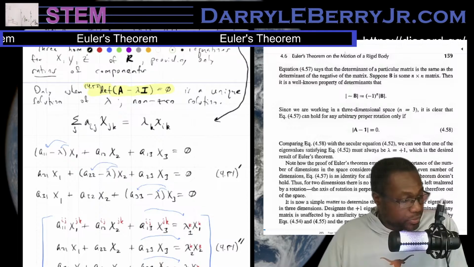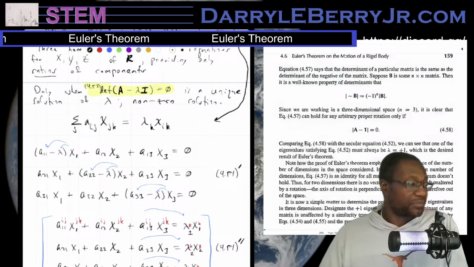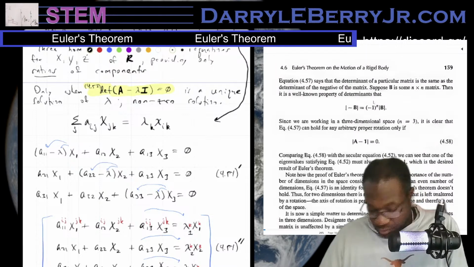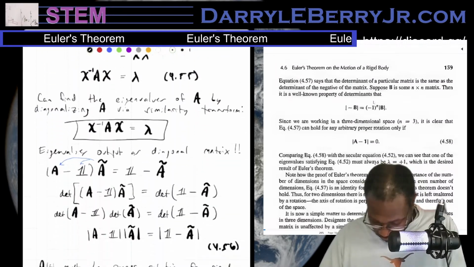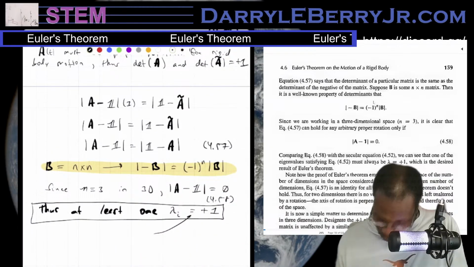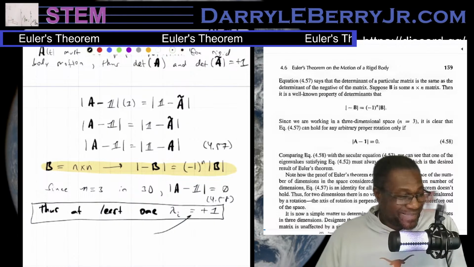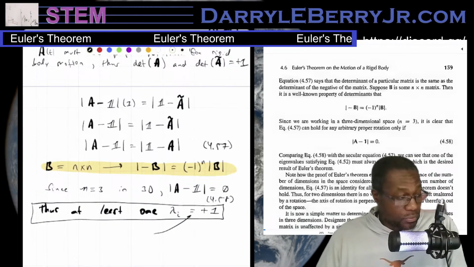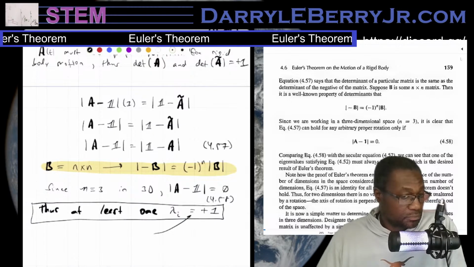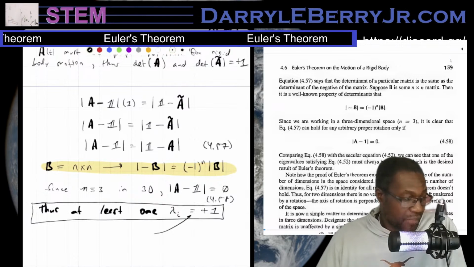Note how the proof of Euler's theorem emphasizes the importance of the number of dimensions in the space considered. In spaces with an even number of dimensions, equation 4.57 is an identity for all matrices, and Euler's theorem doesn't hold. Thus, for 2 dimensions, there is no vector in the space that is left unaltered by rotation. The axis of rotation is perpendicular to the plane and therefore out of the space.